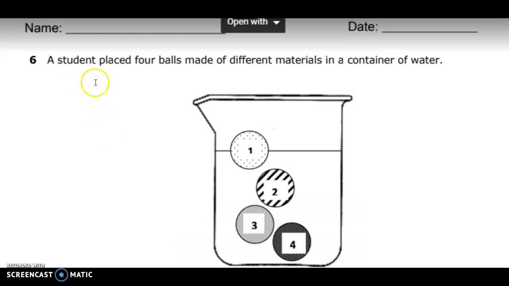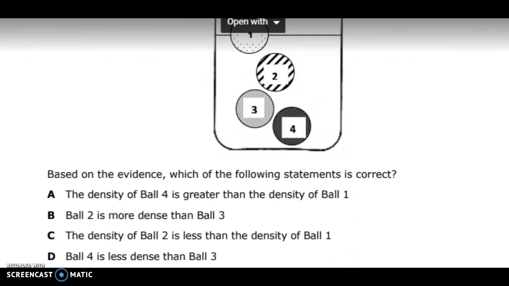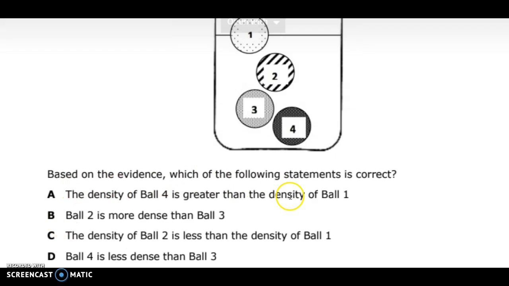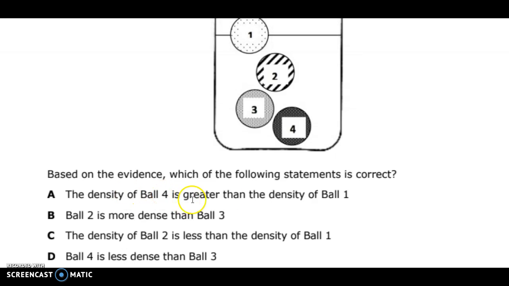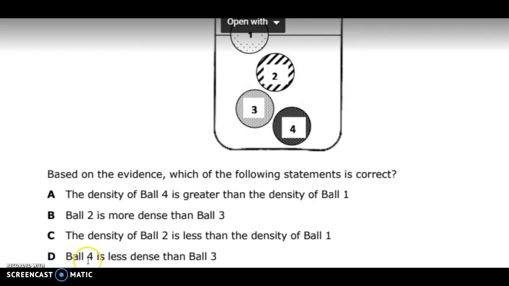Question 6. A student placed 4 balls made of different materials in a container of water. Based on the evidence, which of the following statements is correct? A. The density of ball 4 is greater than the density of ball 1. B. Ball 2 is more dense than ball 3. C. The density of ball 2 is less than the density of ball 1. D. Ball 4 is less dense than ball 3.